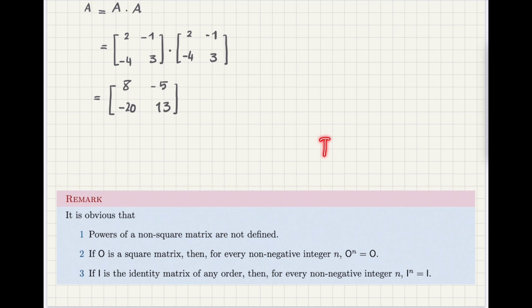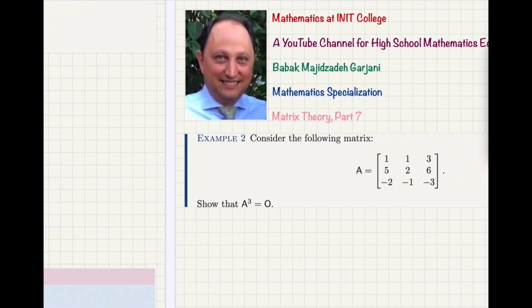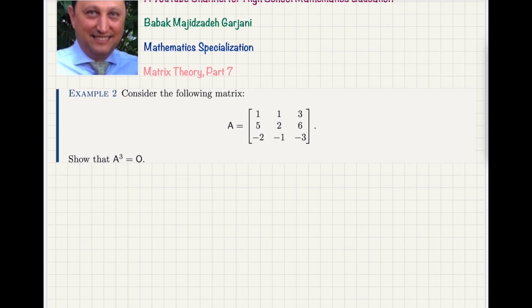Because I squared is I times I, but we learned that every matrix, including I itself, multiplied by I becomes the matrix itself. So when I squared is I, I cubed is also I, you can continue. Of course, if you want to prove it rigorously, you have to use mathematical induction. But these are very trivial things, okay? Please interrupt me if you have any questions. Okay.